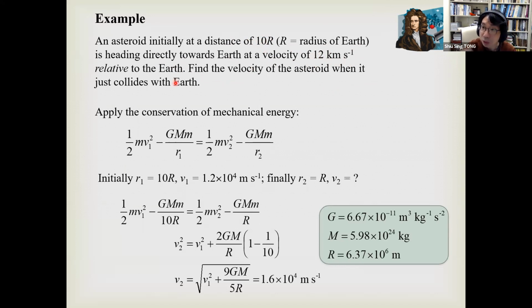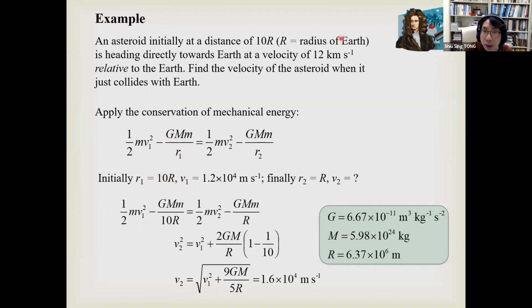When it hits the surface of the Earth, the distance is 1 R from the center of the Earth, right? So I would like to apply the conservation of mechanical energy. But since I'm talking about a large distance from the Earth, I use the general expression for the potential energy, minus GMm over r, okay? R1, the initial position, is 10 times the radius of the Earth, so 10 capital R.